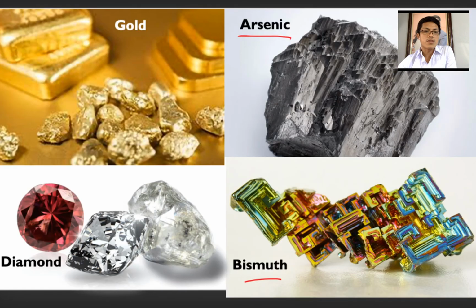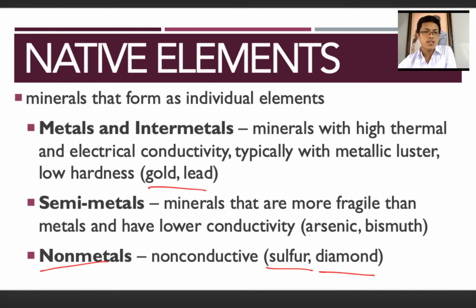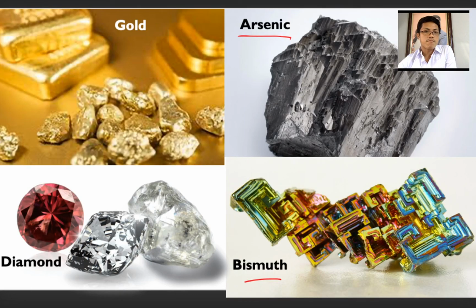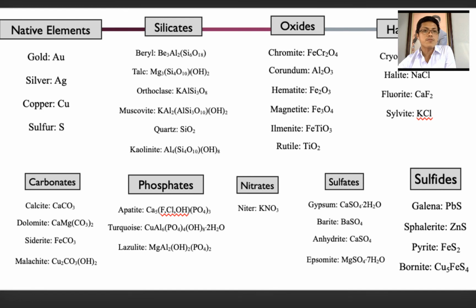We have diamonds here, the precious diamond, and then sulfur. These are examples of non-metals. They are non-conductive. Again, these are the different mineral groups. Under native elements, we have gold, silver, copper, and sulfur. For silicates, they are mostly composed of silicon and oxygen compounds.